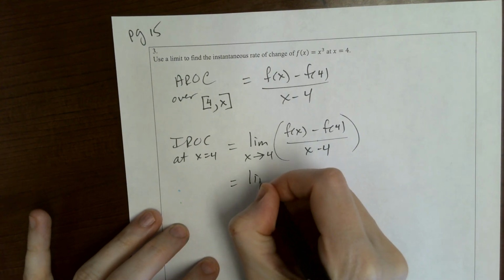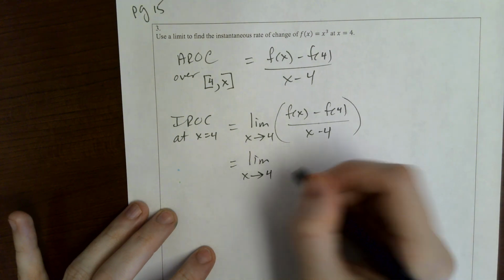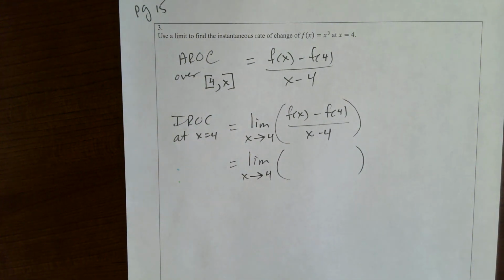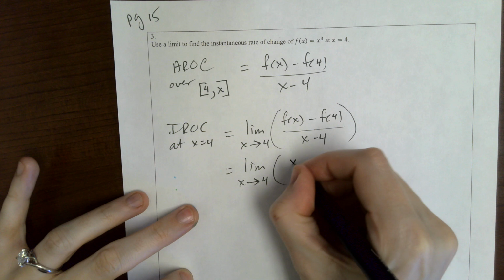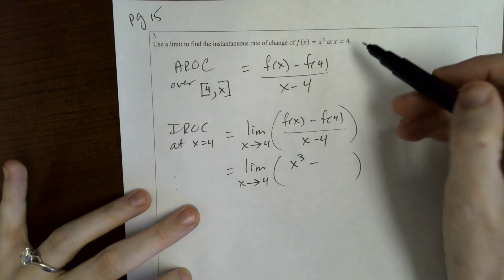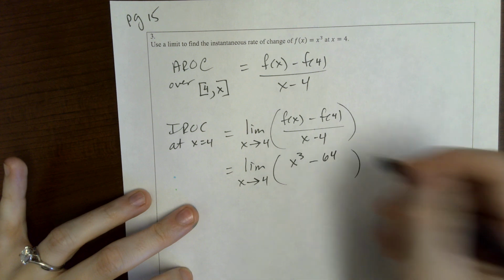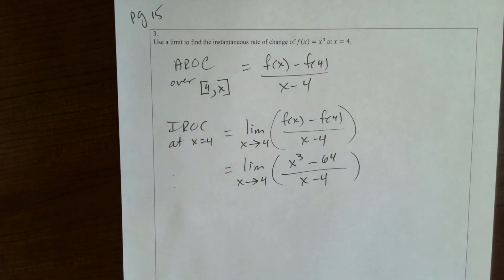So this is equal to, and if you're in calc-based physics, this will be cool because at the end we're gonna get something that you might know a formula for already, or a shortcut for already. Okay, so f of x is x cubed. F of 4, if you plug 4 in there, you get 4 cubed, which is 64. And then this is all over x minus 4. Okay, so you're doing this limit.